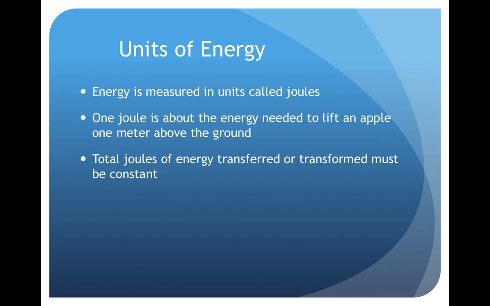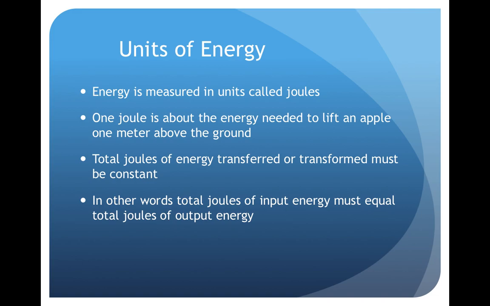Total joules of energy transferred or transformed must be constant. In other words, total joules of input energy must equal total joules of output energy. And that is because of the law of conservation of energy. Energy cannot be created or destroyed. It must all be accounted for.